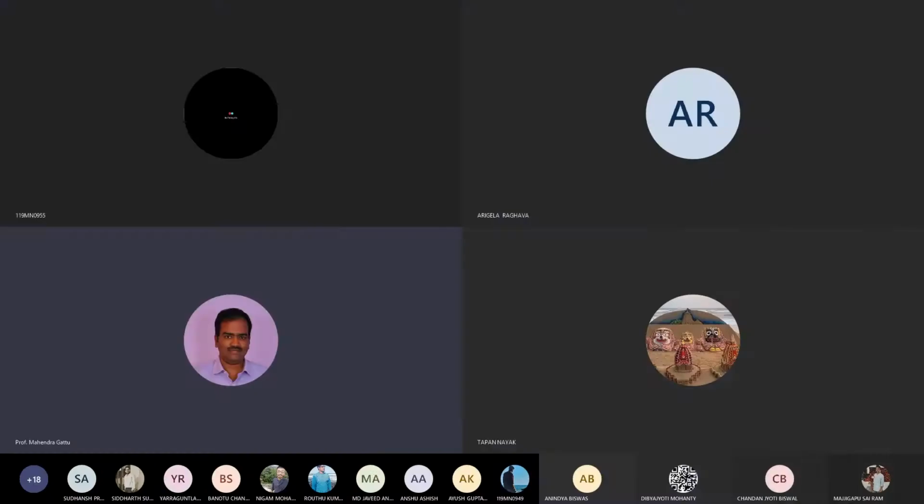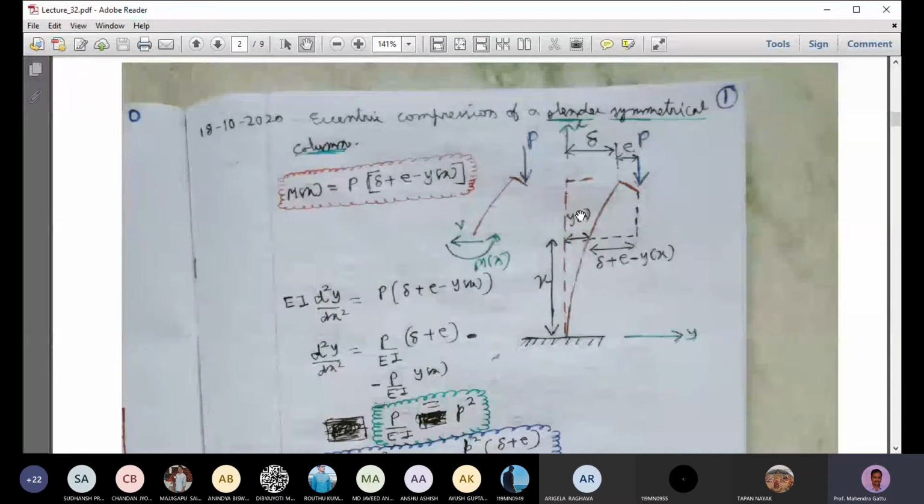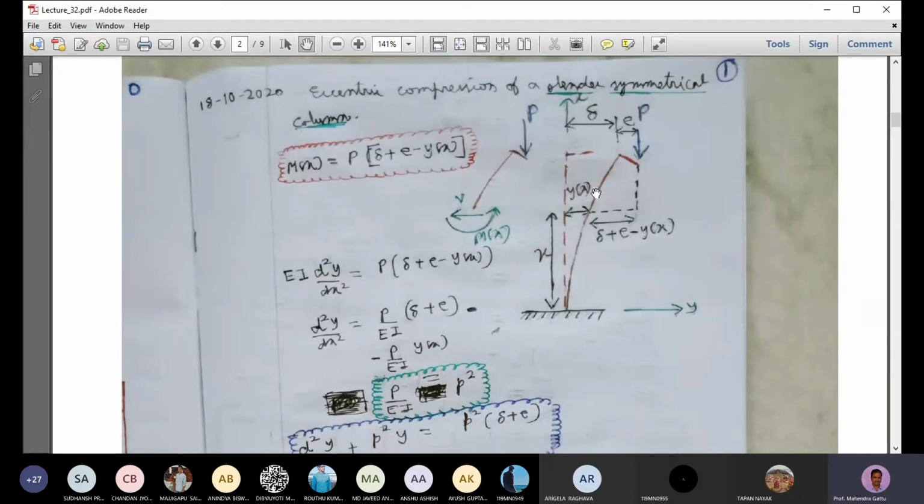So yesterday we were discussing the load deflection curve for a column which is subjected to eccentric axial load. What we are doing is writing the equilibrium equation of the column in the deformed configuration.